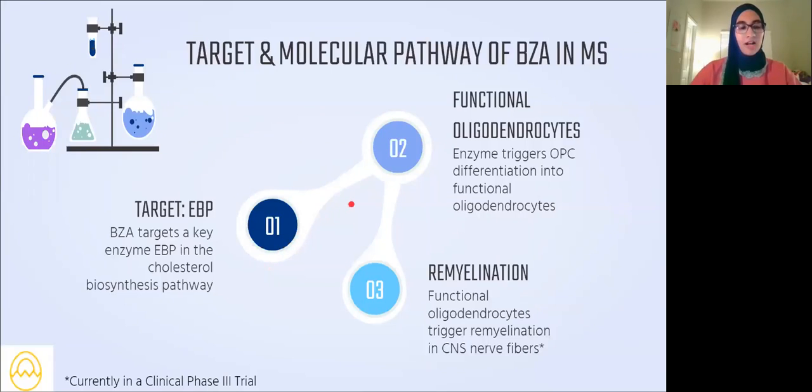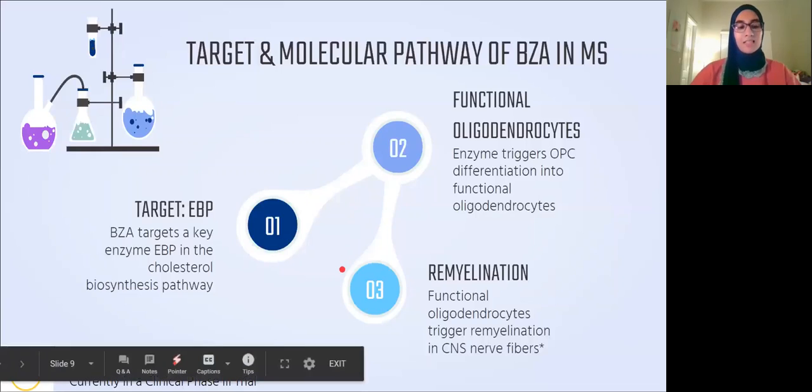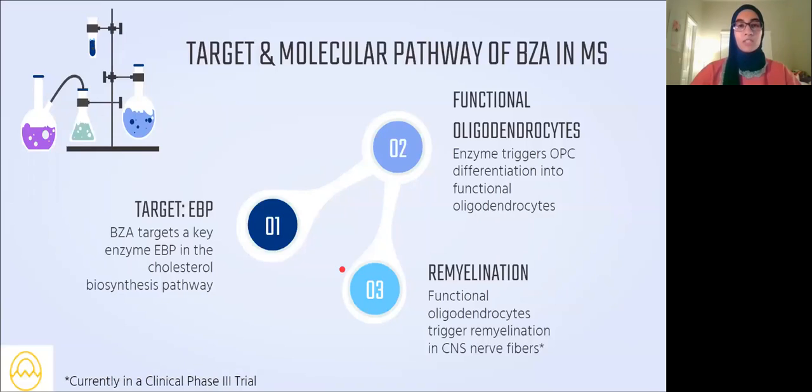EBP then interacts with oligodendrocyte precursor cells to stimulate the differentiation of these OPCs into functional oligodendrocytes in pathways that are still being explored. As aforementioned, multiple sclerosis results in damage to the myelin sheath, which is constructed by oligodendrocytes in the central nervous system. The production of functional oligodendrocytes enhances the creation of myelin, which can either form myelin for new neural cells or are involved in the remyelination of nerve fibers that have been damaged by immune cells.